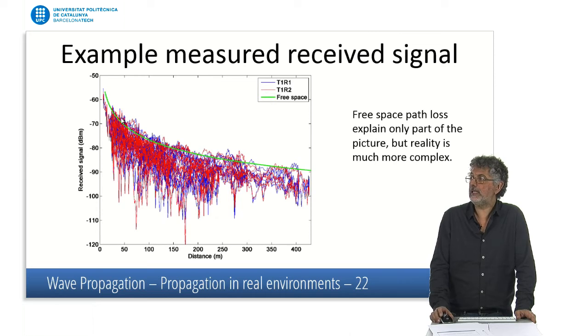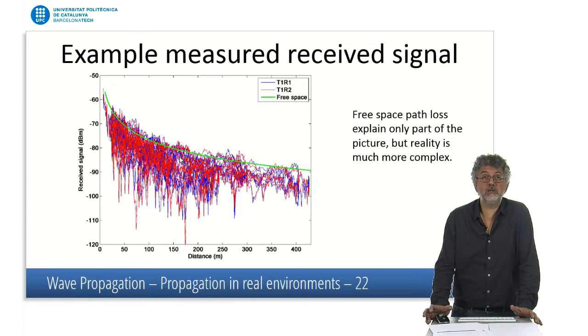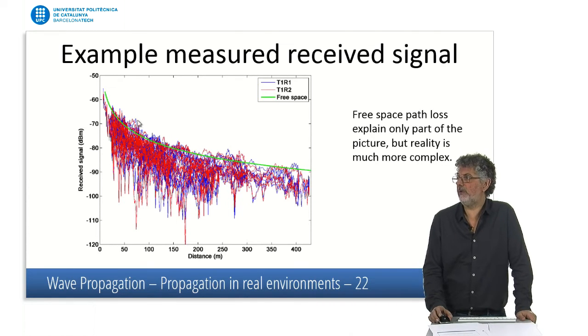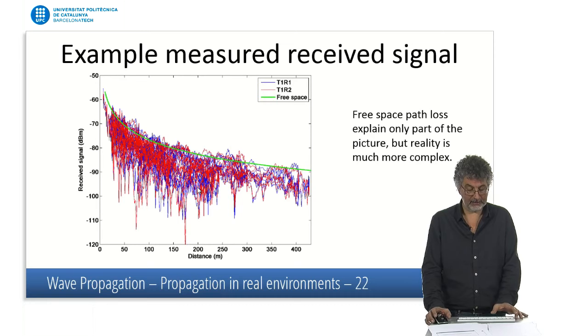So actually we can see that free space propagation losses explain part of the picture, but reality is much more complex. And notice that this is not a particularly complex propagation environment, but you can see how the received signal has very strong variations around that expected value given by the free space propagation model. Sometimes we receive more signal, sometimes we receive less signal.